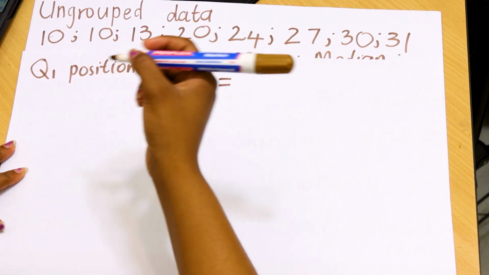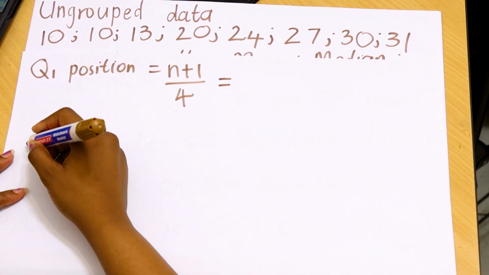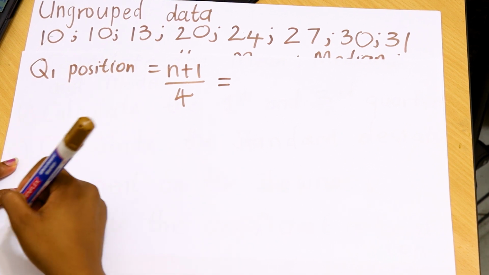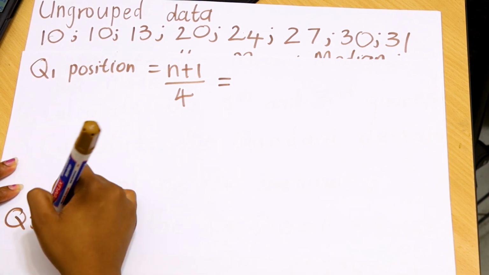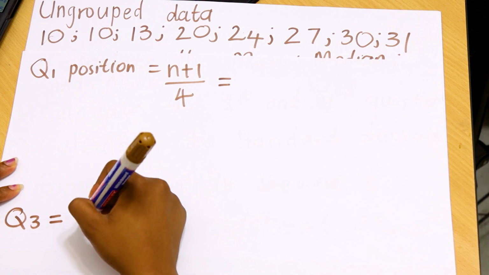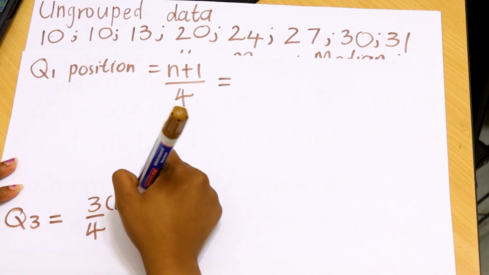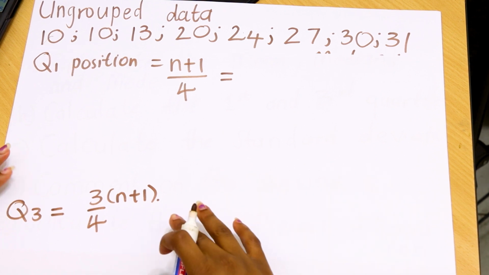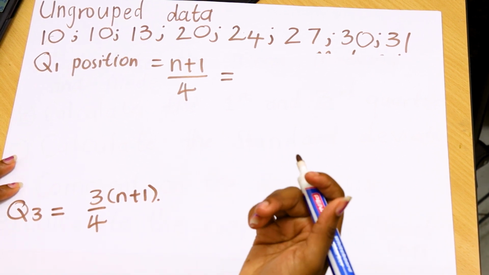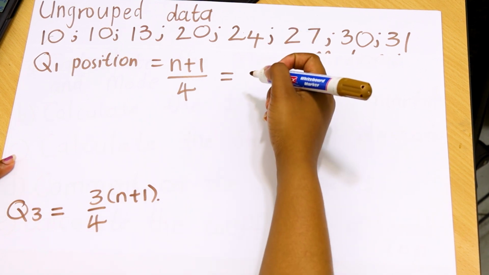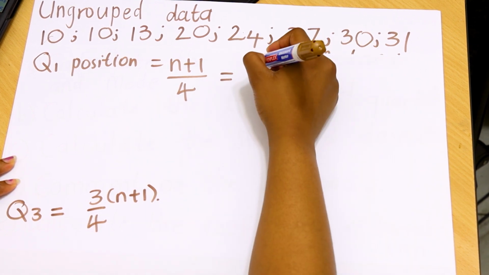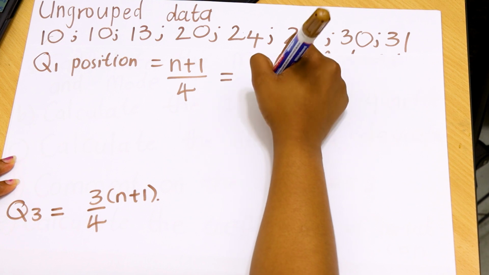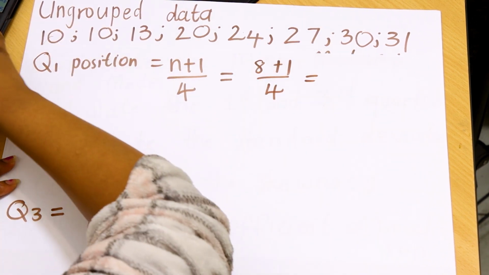Don't forget that for Q3 it would be 3 over 4 times n plus 1. That is how you find the position. So in this case, n plus 1 over 4 would be 8 plus 1 over 4.